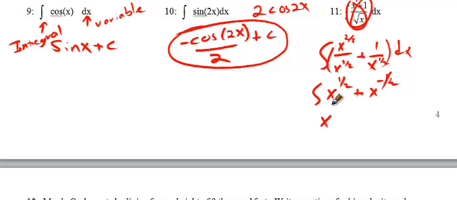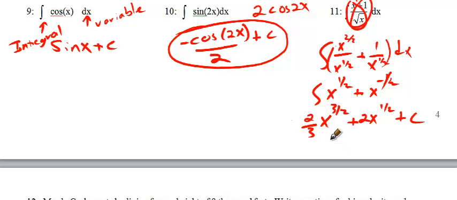So it'll be x to the 3 halves, add 1, and then divide by 3 halves, or in other words, multiply by the reciprocal, 2/3, plus x to the positive half, because you're adding 1, divide by half, or multiply by the reciprocal, plus C. Now, one of the things that you're going to see that's going to be kind of tricky to tell is this might be your right answer, but it also may not be the answer you see in the back of the book or the answer you see on a multiple choice question.